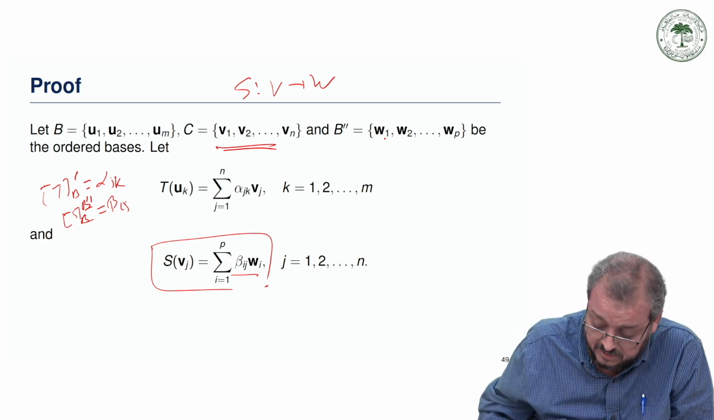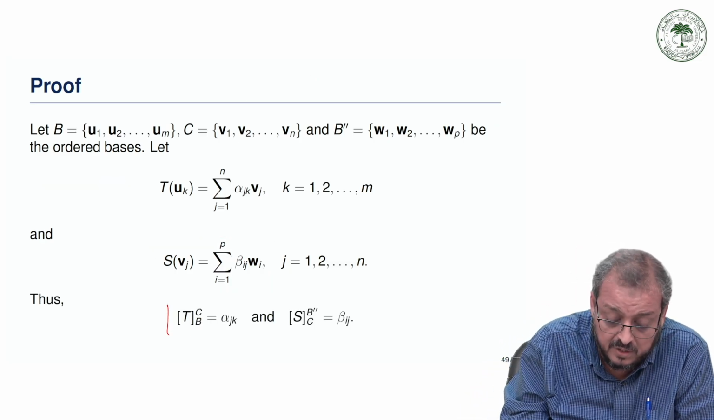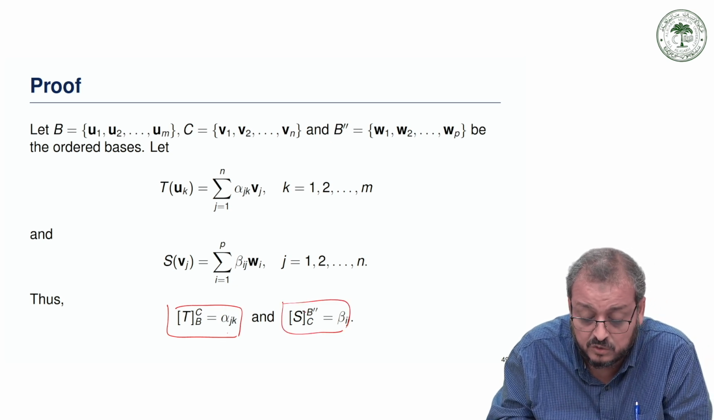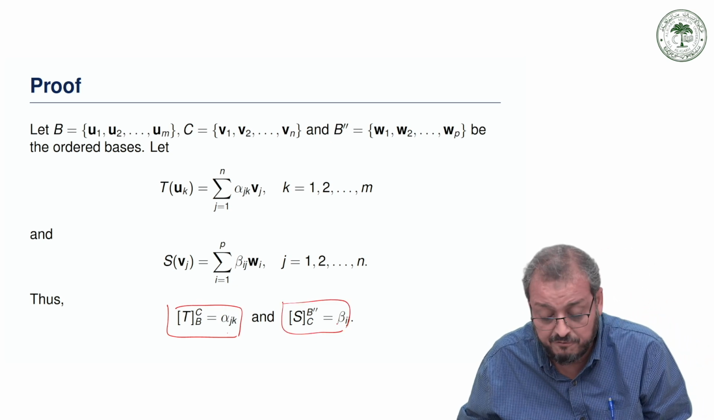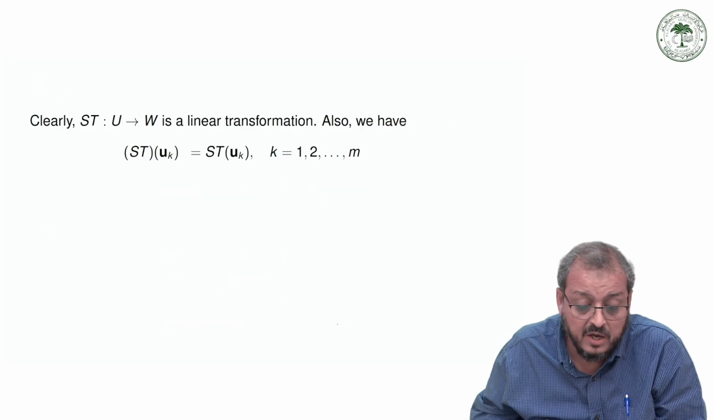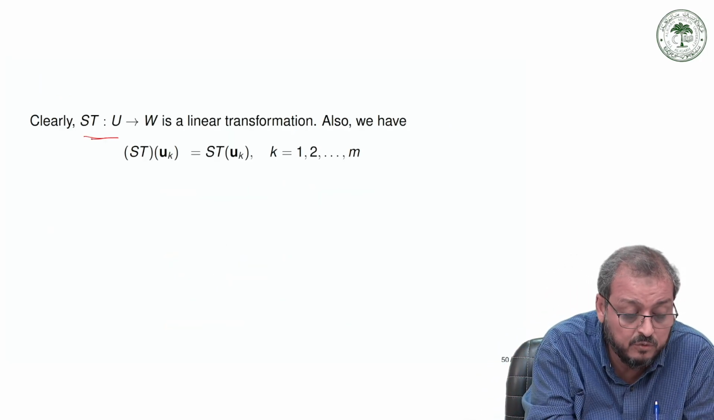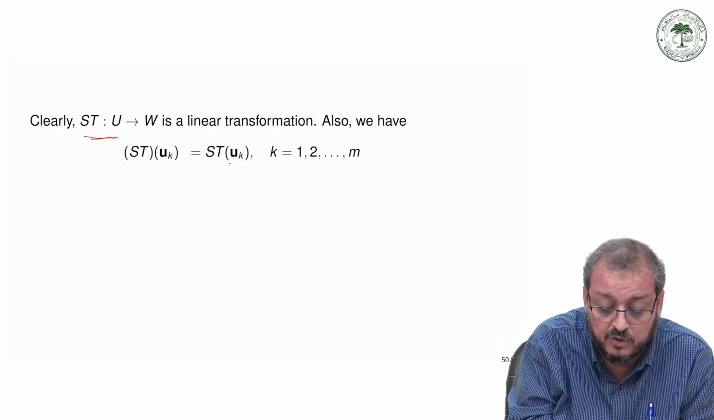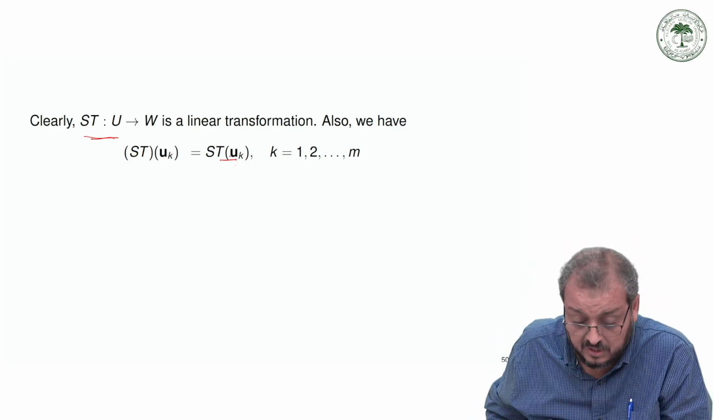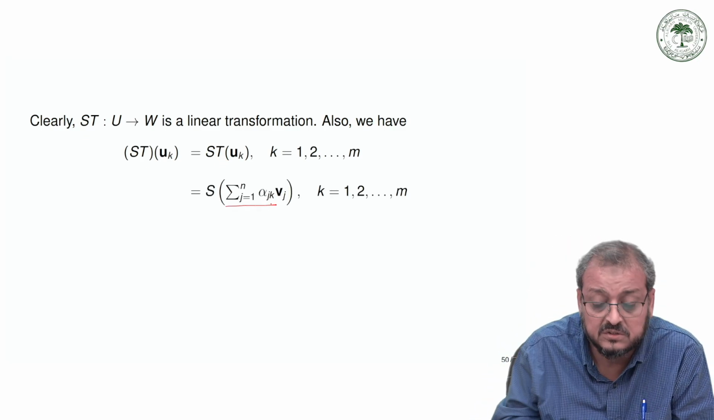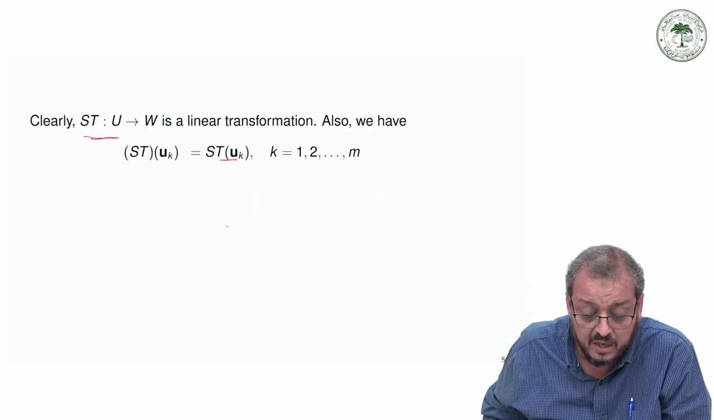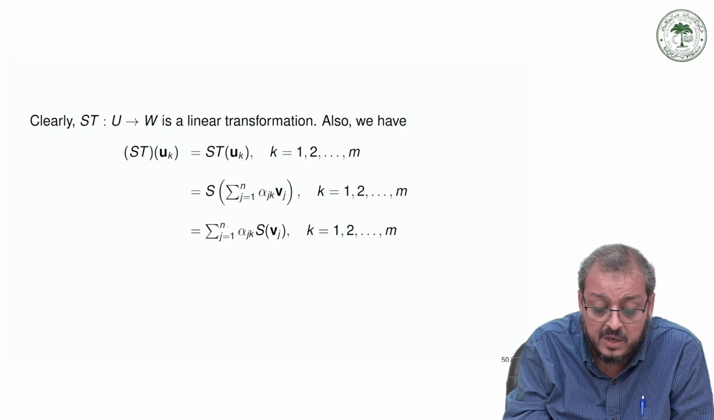Okay, so this is clear. The matrix of T with respect to B and C has entries alpha jk, and the matrix of S with respect to C and B double prime has entries beta ij. Now we calculate the composition of the two maps. Note how to calculate the composition S of T of uk. T of uk is equal to the sum of alpha jk vj, and now we apply S, which again applies the beta.